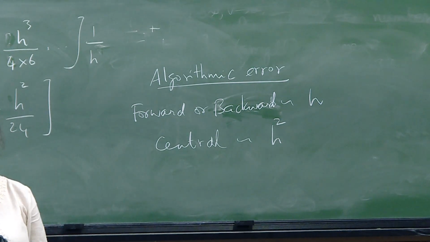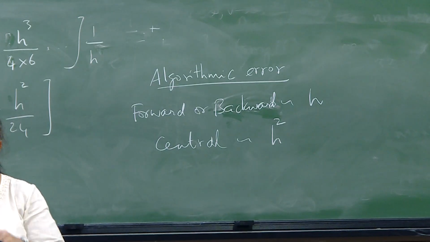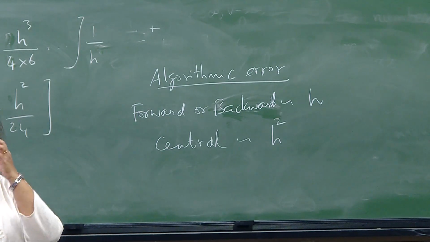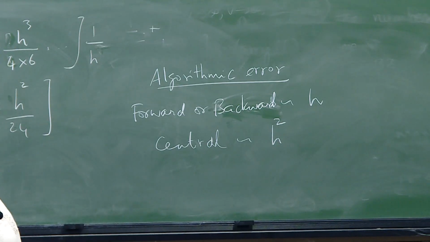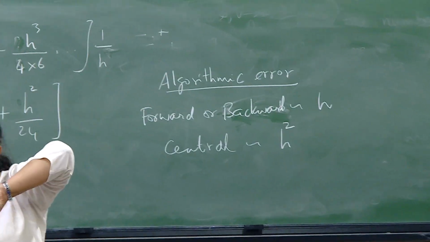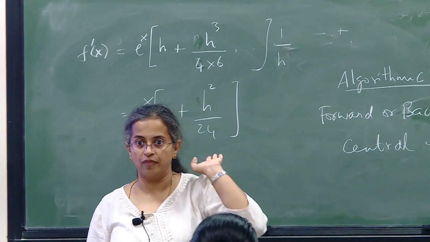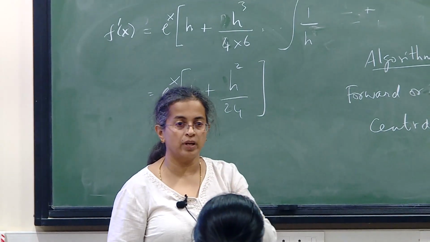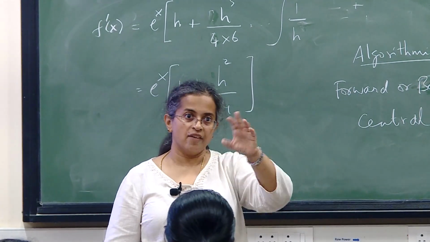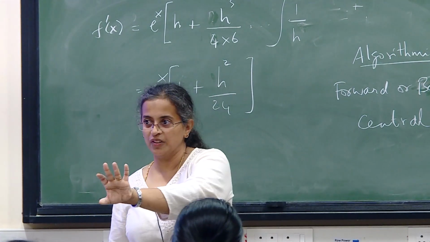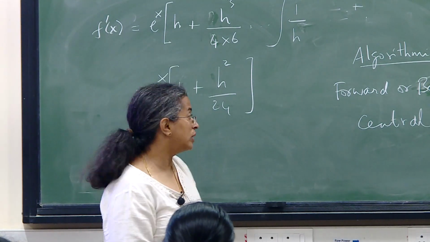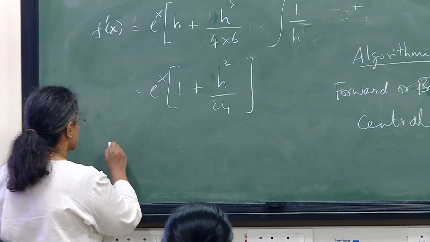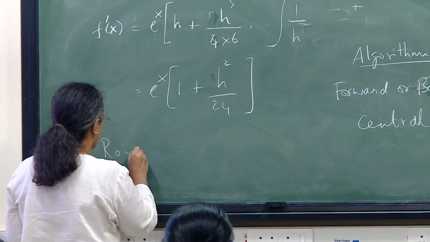But I also know I can't keep decreasing h continuously, right? If I keep decreasing h, there is going to be this problem that f of x plus h or f of x minus h is not any different from f of x in forward and backward. In central, what will happen? f of x plus h by 2 is not any different from f of x minus h by 2. So there is a problem that comes, which I will call round off.